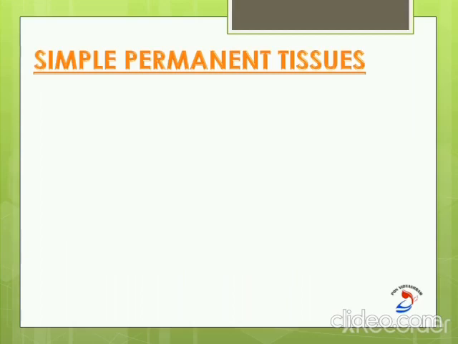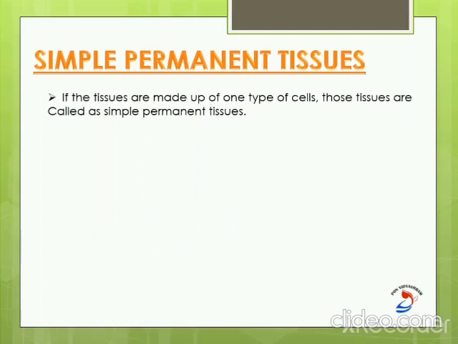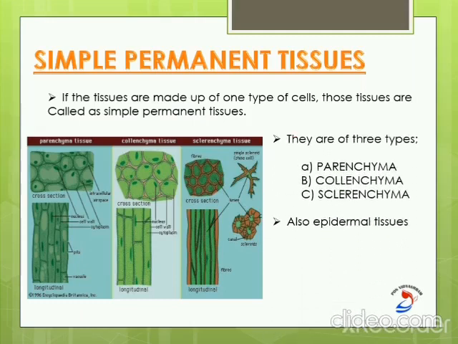Now let's clear about the simple permanent tissues. What are simple permanent tissues? If the tissues are made up of only one type of cells, these tissues are called simple permanent tissues. All the cells are of the same type. They are classified into three types: parenchyma, collenchyma and sclerenchyma. Even the epidermal tissues are also a type of simple permanent tissue.